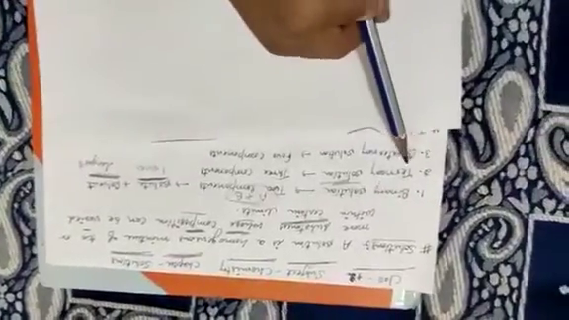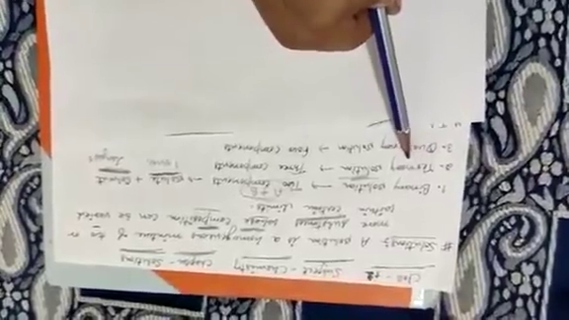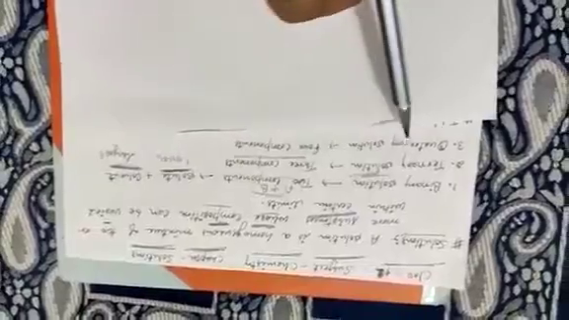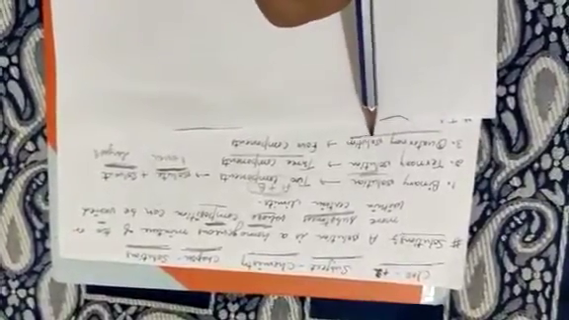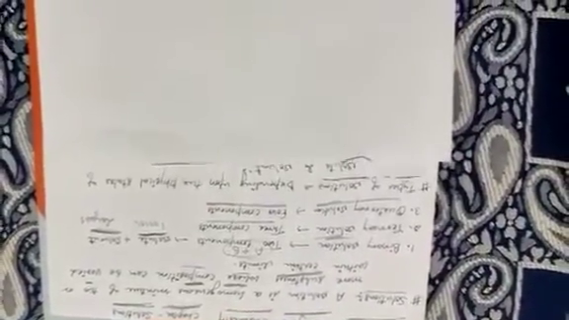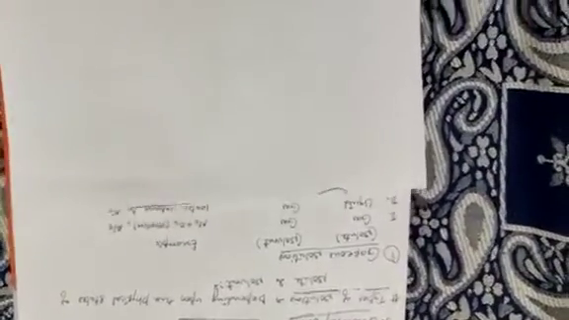Clear? So the second is ternary solutions, in which three components are there. Quaternary solutions, in which four components are there. So types of solutions are also there depending upon the physical states of solute and solvent.